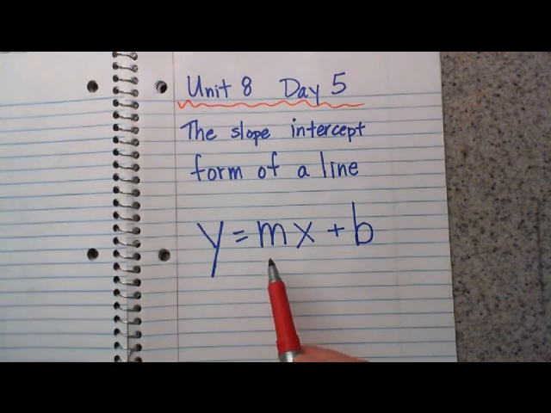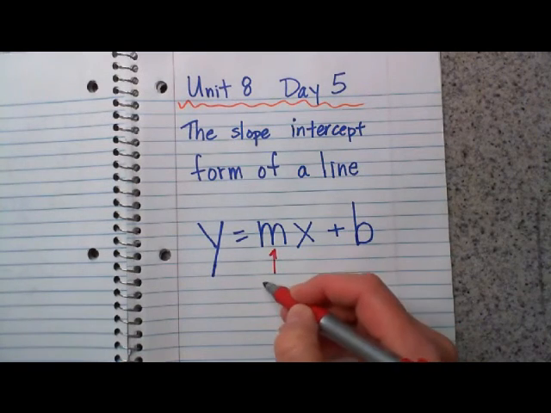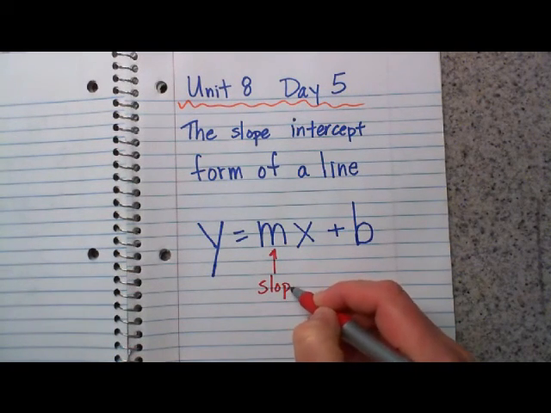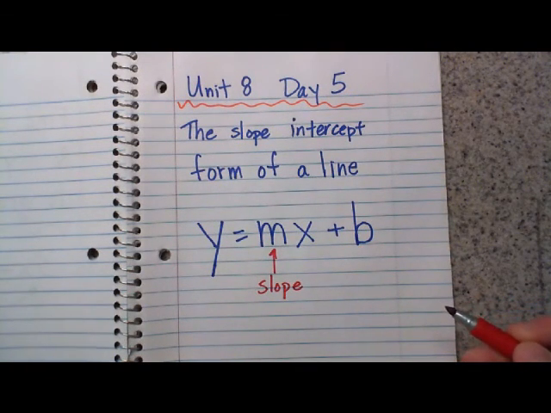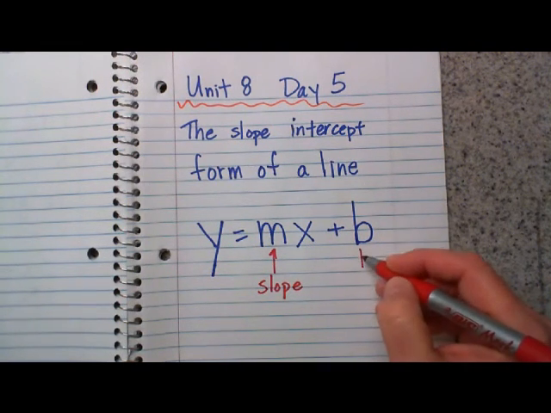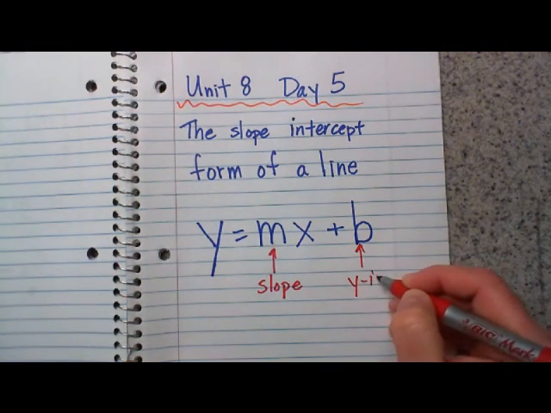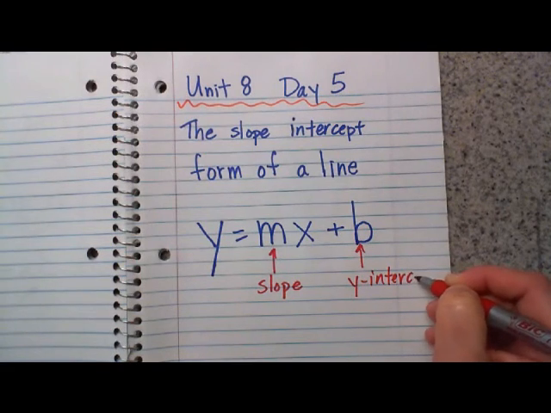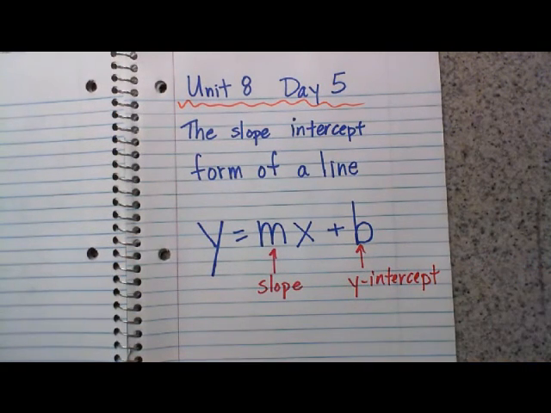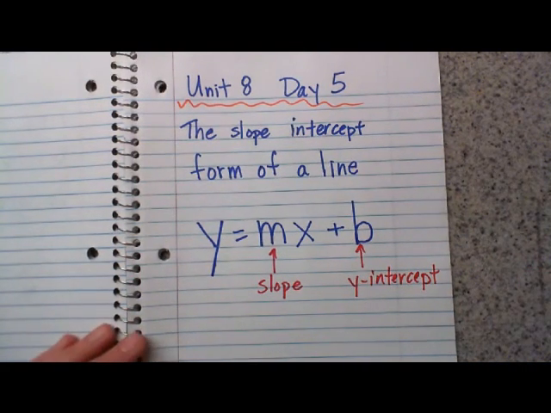Do you remember what the M stands for? Rise over run, which is called the slope. So the M here is actually the slope of the line. Do you remember what the B part is? It's the y-intercept. Do you remember what that means? It's where the line crosses over the y-axis.